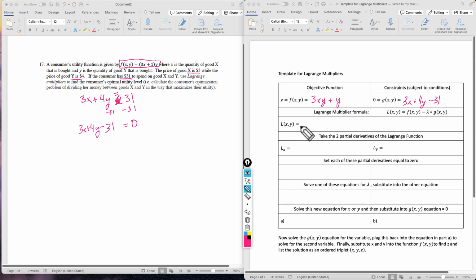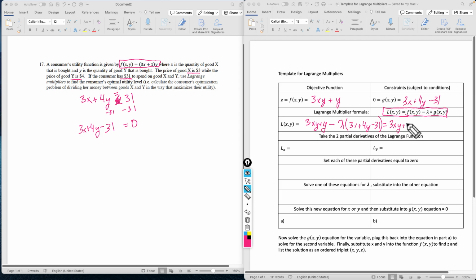Okay, so now we need to set up our Lagrange multiplier formula, which we have here. And again, you have to know this for the test. It's not going to be on the test, but basically we've got two functions. One of them is equal to 0. That's the constraint. The other one is the objective function, what we're trying to do. So that's going to be 3xy plus y, that's the f of x part there, minus lambda, which is the Lagrange multiplier, times 3x plus 4y minus 31. So that's kind of multiplied through, just easier for me when I go to get the partials.